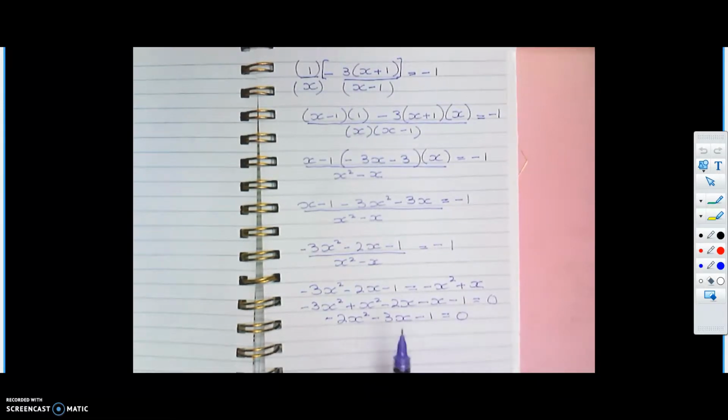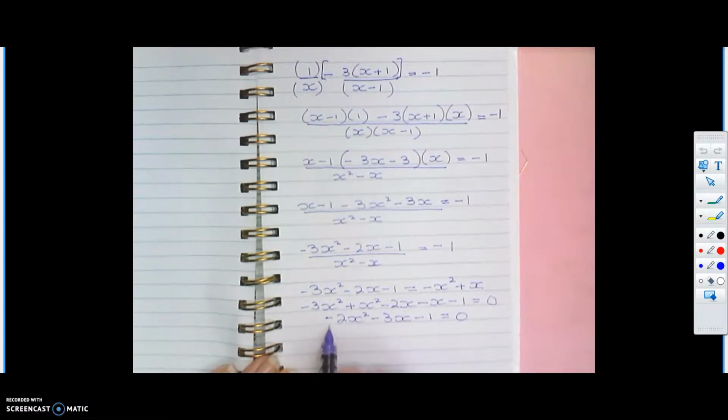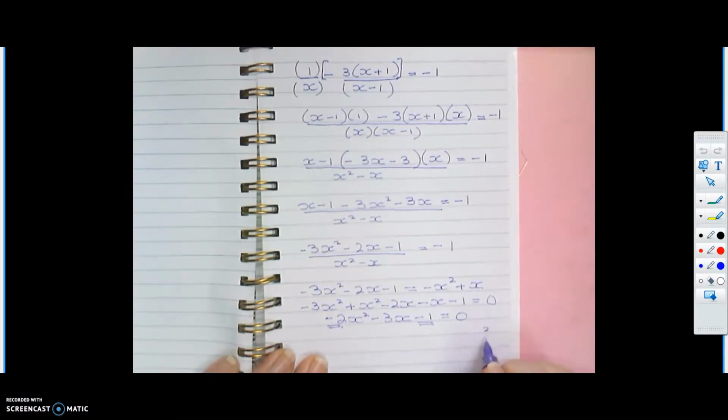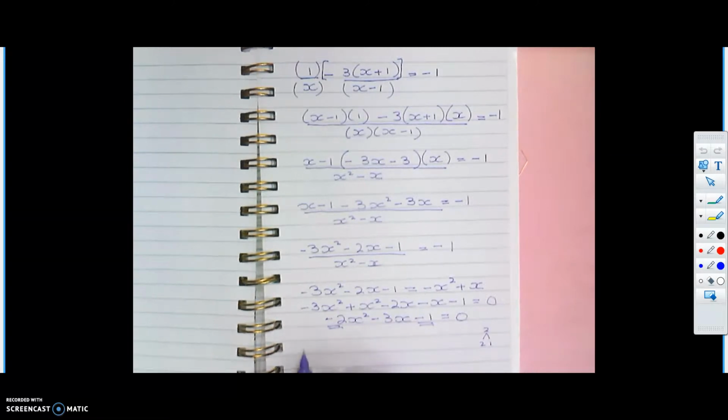Now, final step is you have to factorize this. So if we look at this, and we look at this, and you multiply them together. So you go minus 2 by minus 1, which gave you 2. Factors of 2 are 2 and 1. Rewrite this as 4 things. So we have minus 2x squared, minus 2x, minus x, minus 1 equals 0.